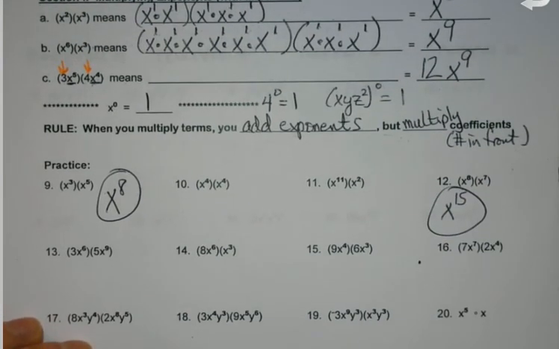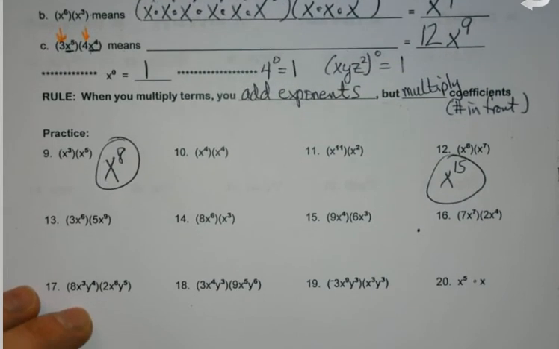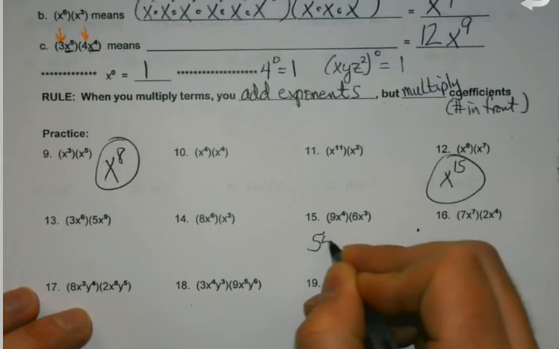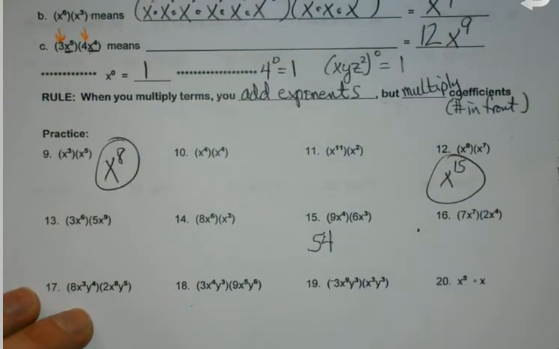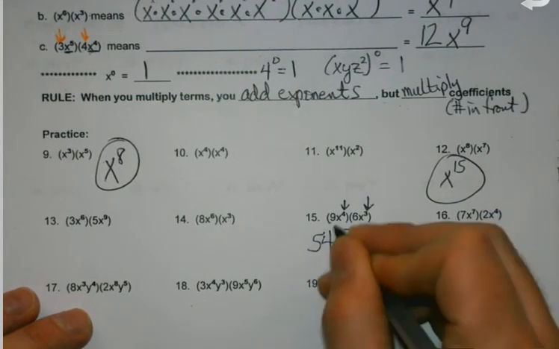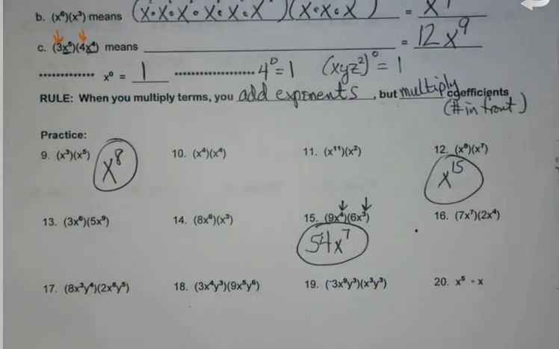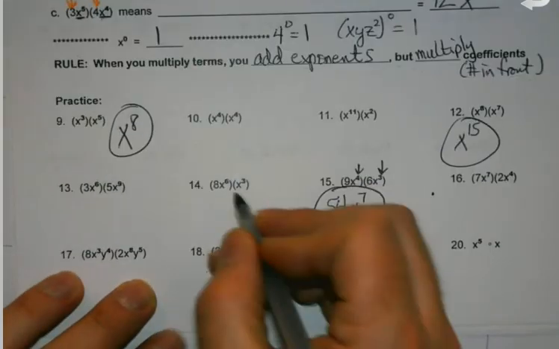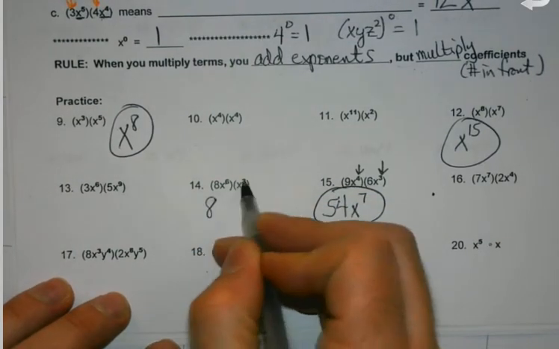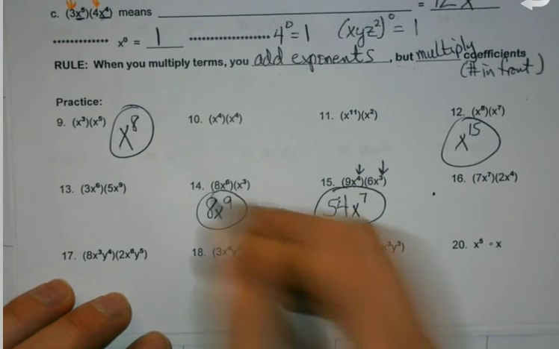Now let's throw a little twist in here. What if we're doing number 15? 9 times 6, my coefficients, I still multiply those, is 54. And 4 plus 3 is 7. Add the exponents. What if it's just one number? Then you just use that number. So like if we were doing 14, for example, if you just see one number, we just use that number. And then we still just add up the exponents. Keep it simple.